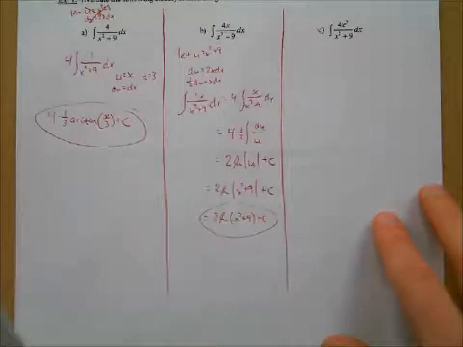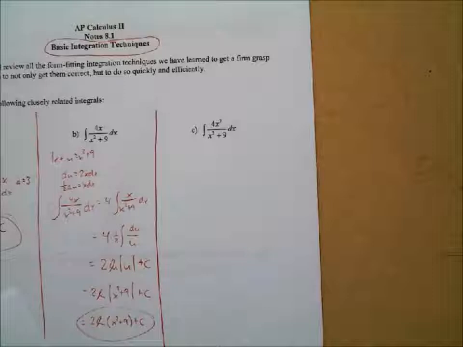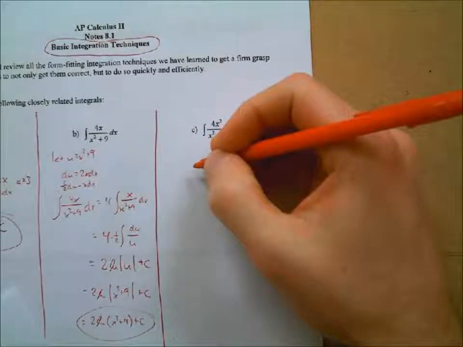Okay. Moving on then to letter C. So now we've got 4x squared over x squared plus 9. All right, so ideas here, what we would do. Yeah, divide it. Exactly right, Sarah. Yes, divide it. Okay, so long division, our favorite, right?